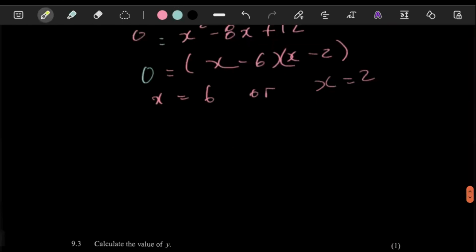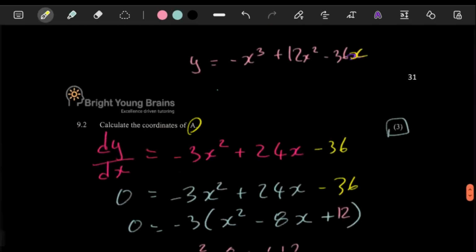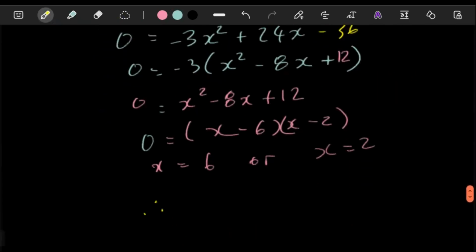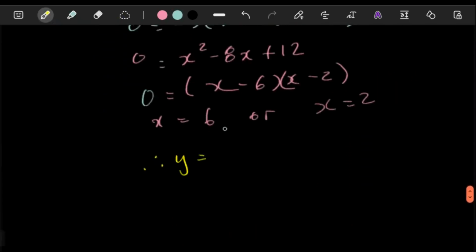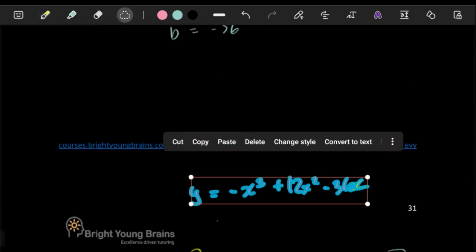So what we know is, therefore, wait, we have to carry on. We only got the x value now. To get the y value, we have to put it into the original equation. You see, y is equal to, wherever x is, we're going to put the value. Let's copy.